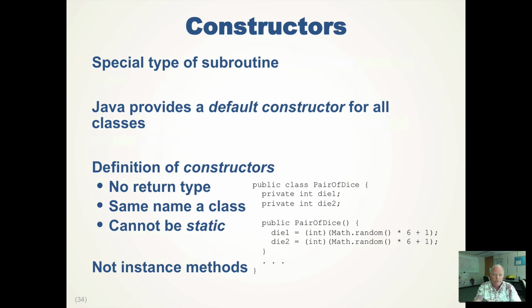So example here, we've got the class PairOfDice. It has two private ints, die1, die2. Our constructor is public. It's got the name of the class. Notice no return type, takes no parameters, and it initializes die1 to a random number between 1 and 6, and die2 from a random number between 1 and 6. And so now when we create a new instance, die1 will have a random value, and die2 will have a random value.